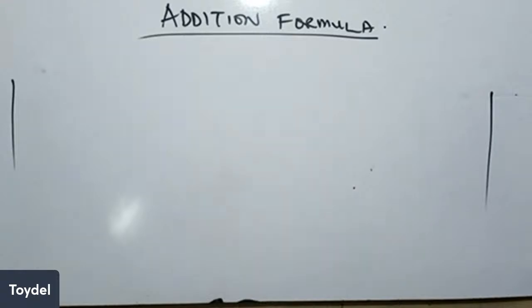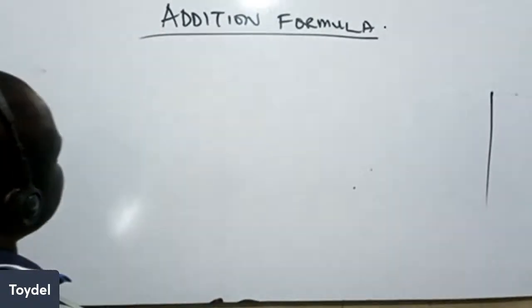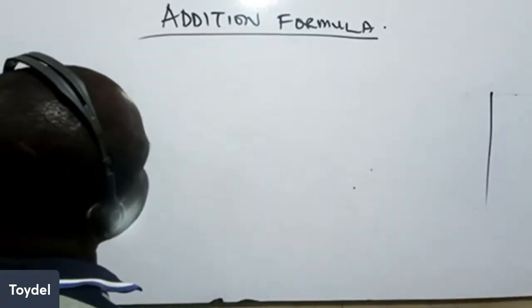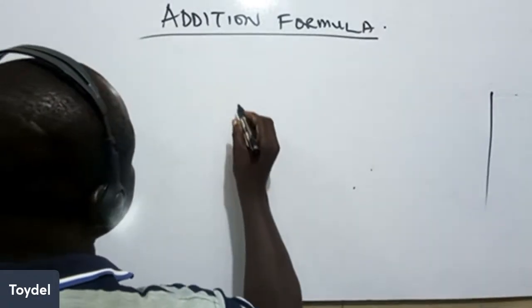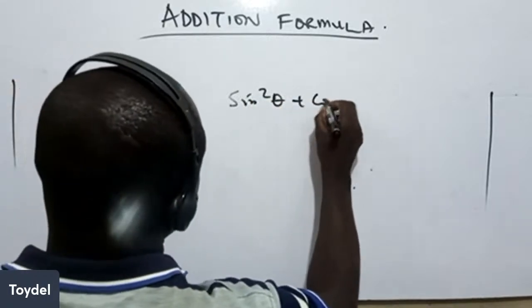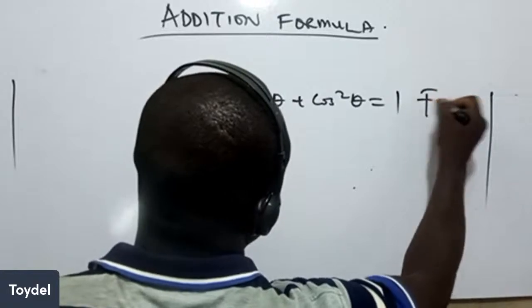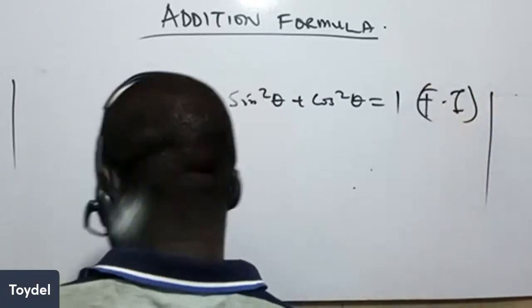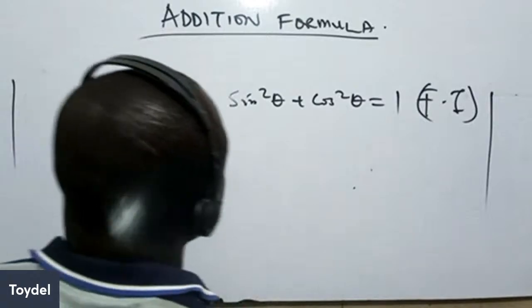Today, we want to talk about addition formula. In our last class, I introduced trig. We talked about Pythagoras theorem, SOHCAHTOA, and we were able to generate the fundamental identity that says sine square theta plus cos square theta is equal to 1. I said this is called the fundamental identity, and it's one of the most important identities in trigonometry.